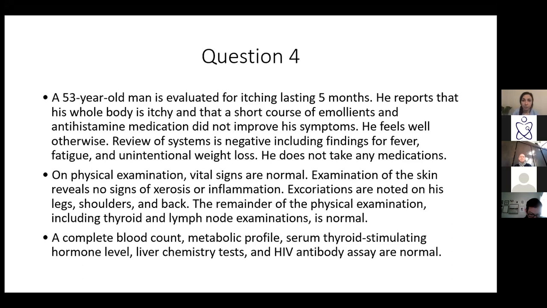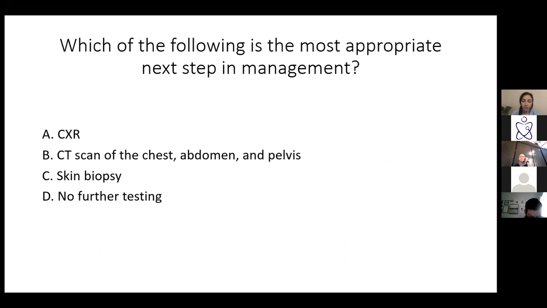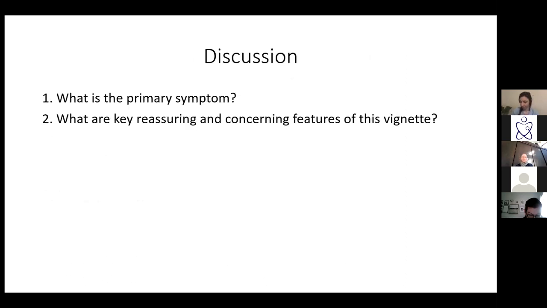All right, so poll is closed. Looks like most people chose no further testing with 61%. Chest x-ray was 11%, CT was 7%, skin biopsy 22%, and then 61% for D. Great, thank you so much. So I think we'll focus on these questions. What's the primary symptom, and what are some of the key reassuring or concerning features of this vignette, and anything that Dr. Colven wants to highlight?